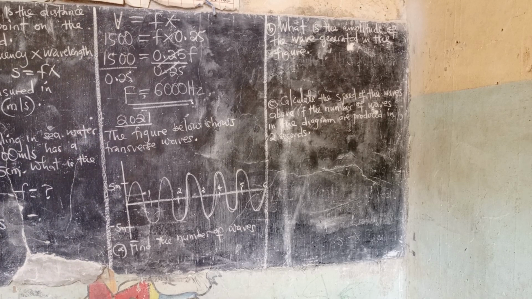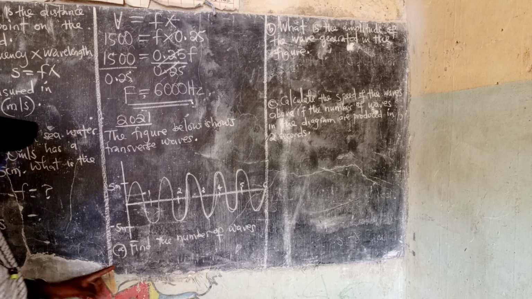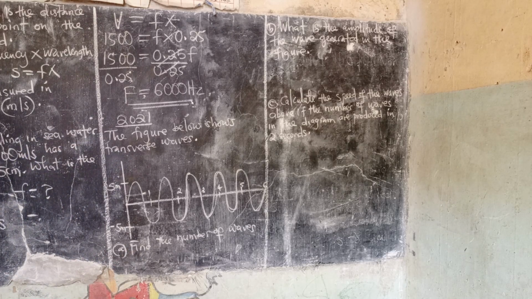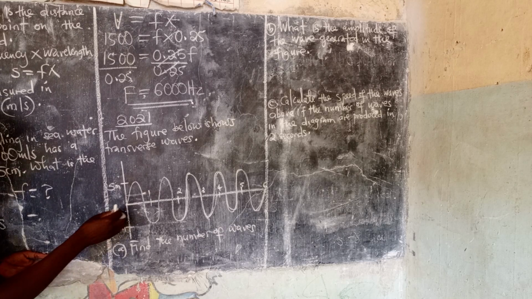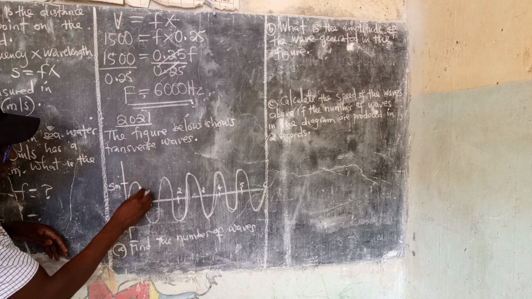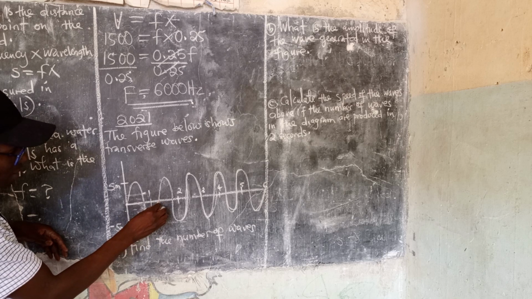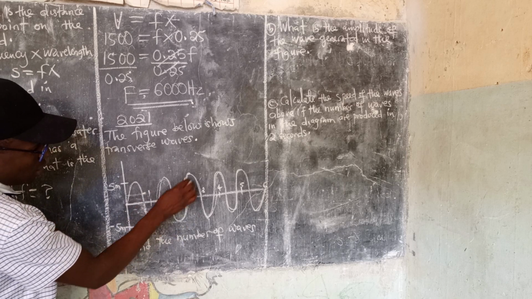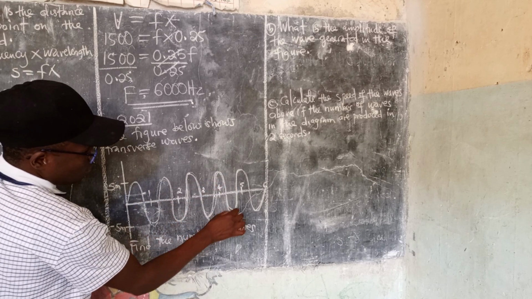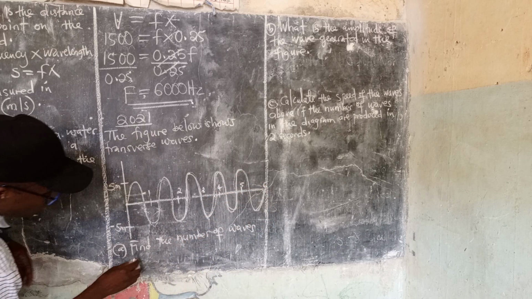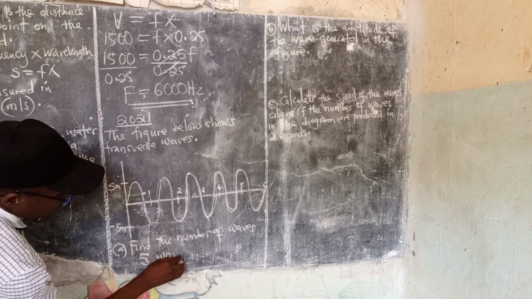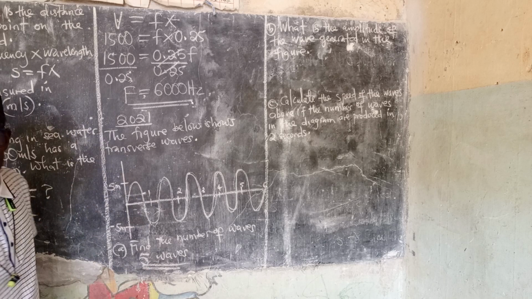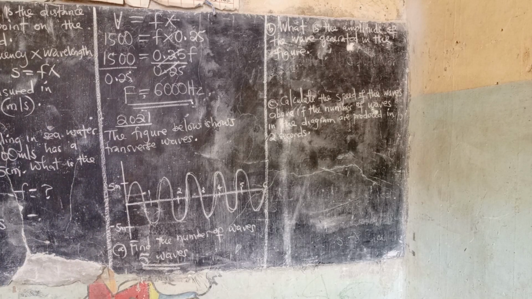It says the figure below shows the transverse waves. Now when you come back, find the number of waves. Simple. Find the number of waves. Up to the upper 1, 2, 3, 4, 5. So we just say 5 waves. Imagine, for example, how many marks? One mark.